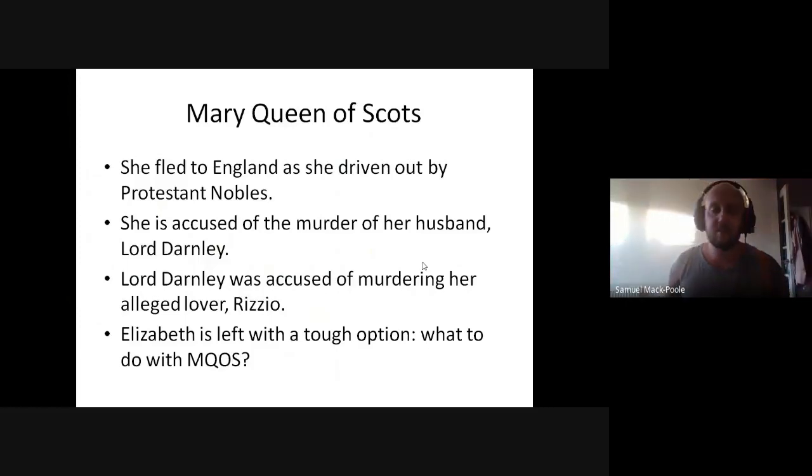She comes to England. Elizabeth's like, what do I do with Mary Queen of Scots? She puts her under house arrest, but now Mary Queen of Scots is a problem. She's a thorn in Elizabeth's side. What can she do with Mary Queen of Scots, who's inspiring all these plots and rebellions? Well, we're going to find out in a later lesson.